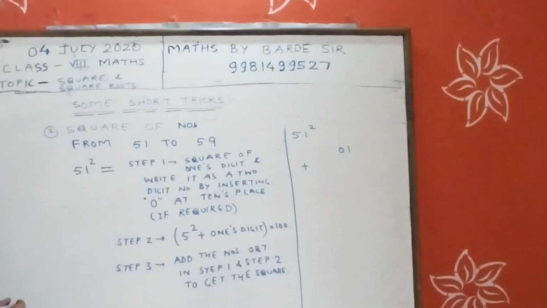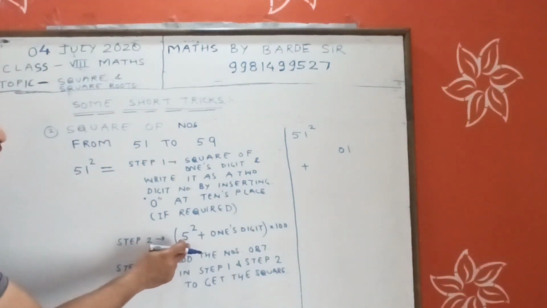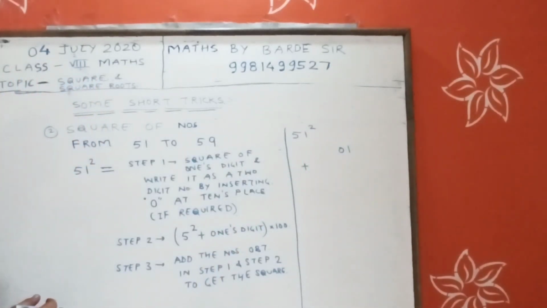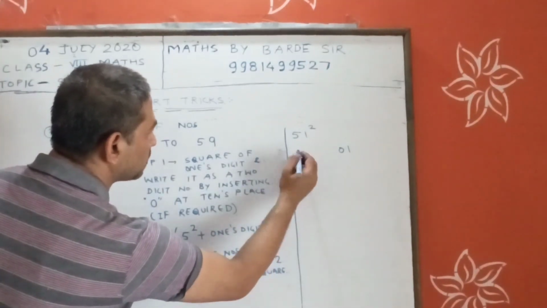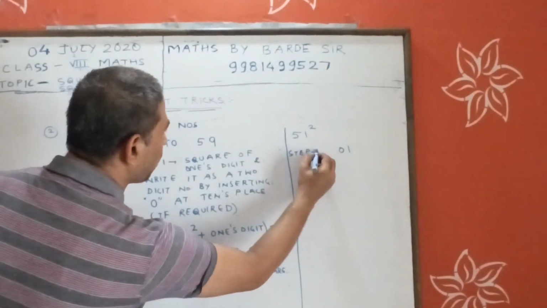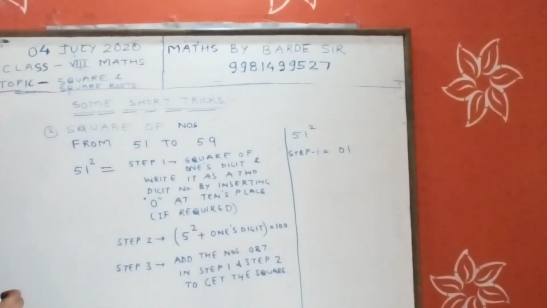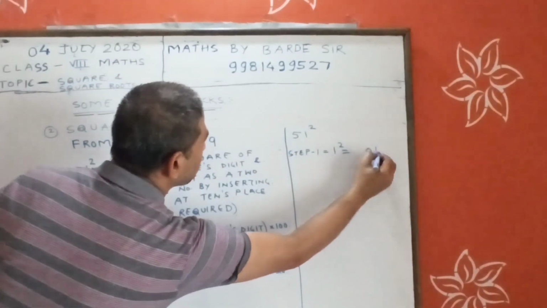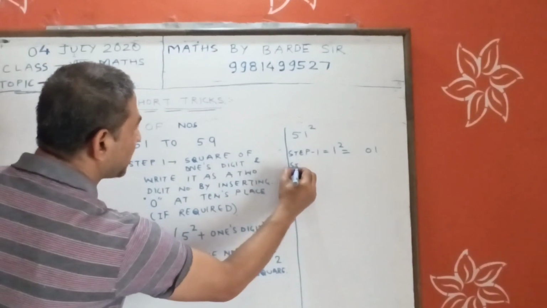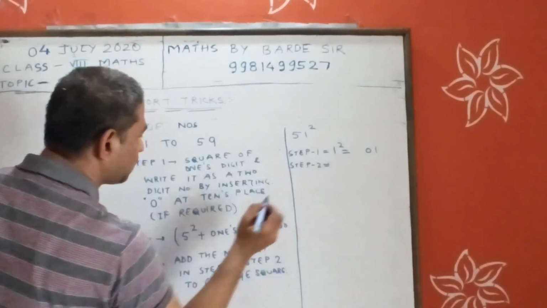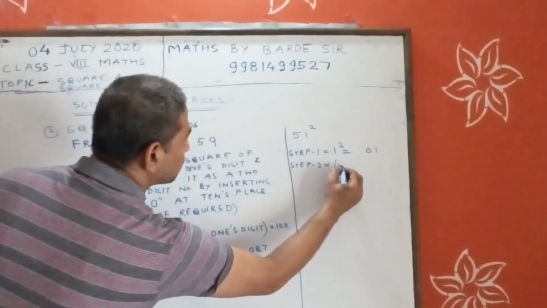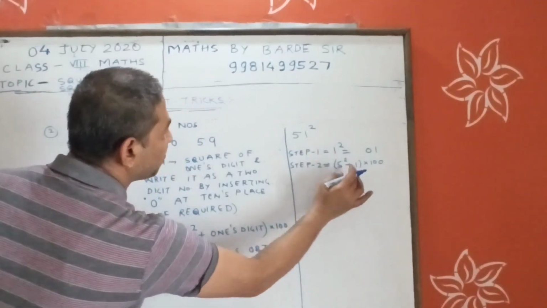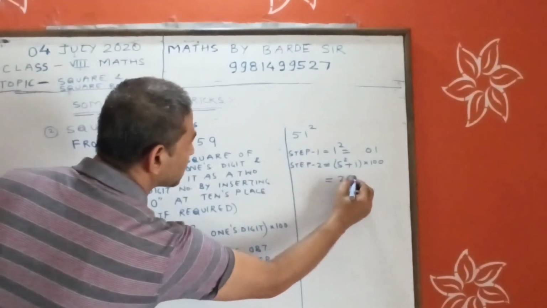Plus 5 square 25 plus 1's digit is 1, 26 into 100. We got this in step 1. Okay? Here we write 1 square which is equal to 0, 1. Now look at step 2. 5 square plus 1 into 100. 25 plus 1 is 26 into 100 is 2600.